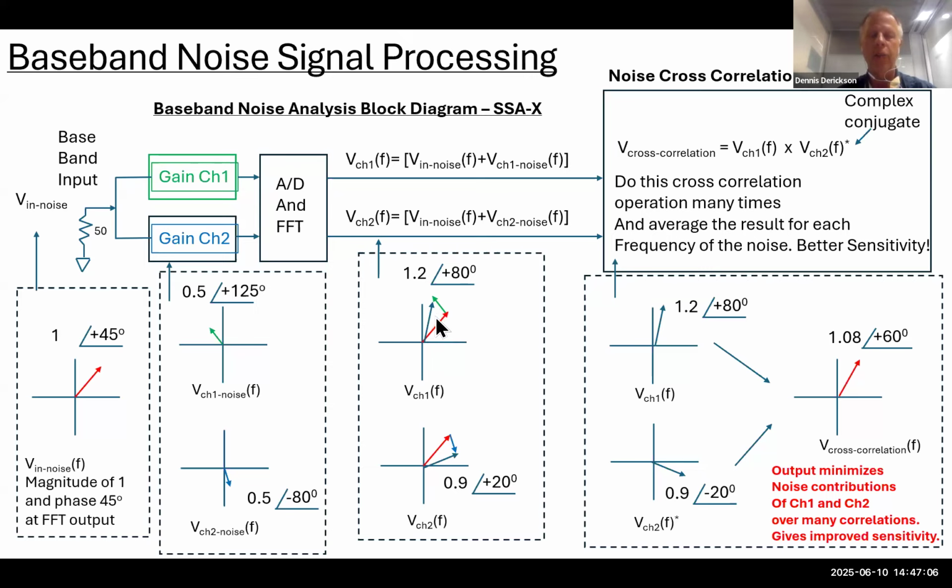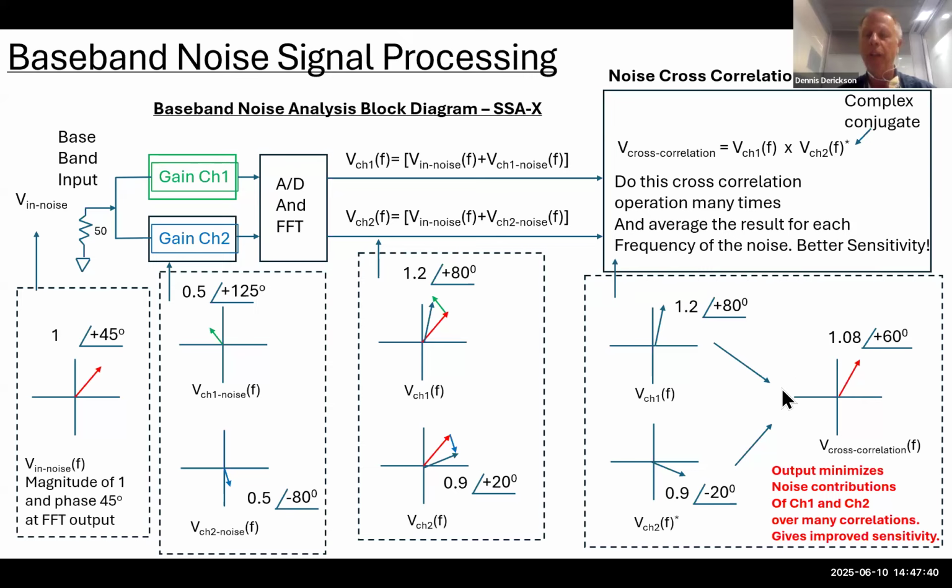In this case, my input noise plus my channel 1 noise adds vectorially to this 1.2 angle of 80 degrees vector. And my channel 2 output after FFTing, the input noise plus the channel noise, gives you a vector that's 0.9 angle of 20 degrees. Now in the output, we do this magical operation called the cross correlation, which means we're going to take the voltage from channel 1 and multiply by the complex conjugate of channel 2 at a particular frequency. And we'll do this many times and average it.